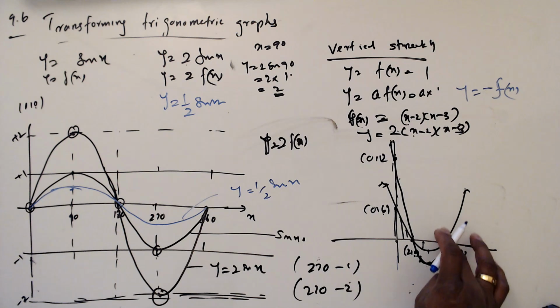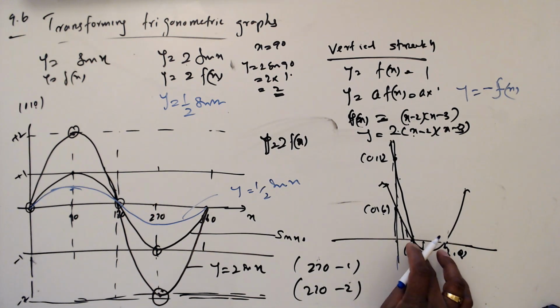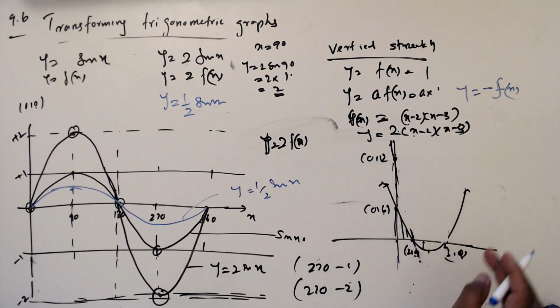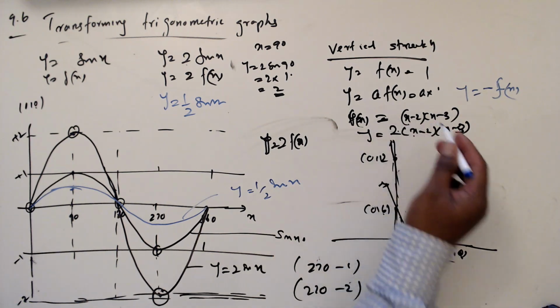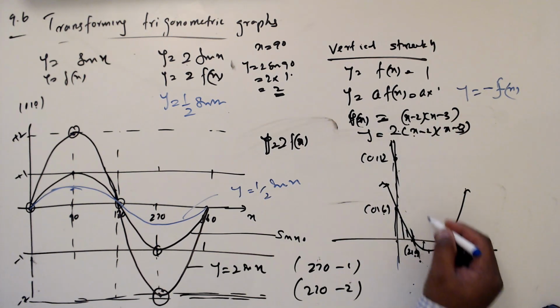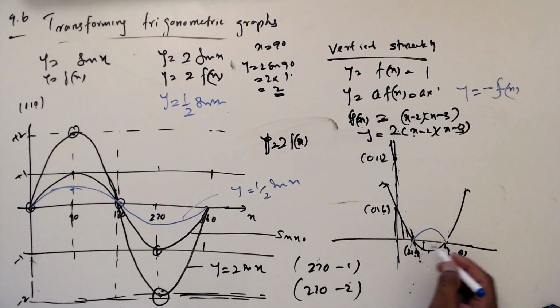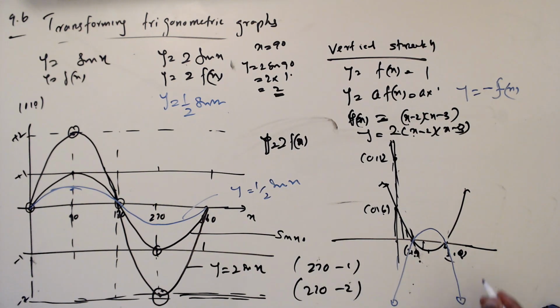So this is the curve f(x) minus 2. Then it will turn the other way around, and this is what we call the reflection in the x-axis.